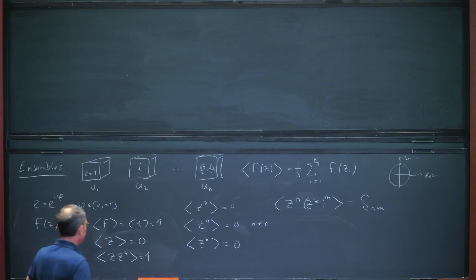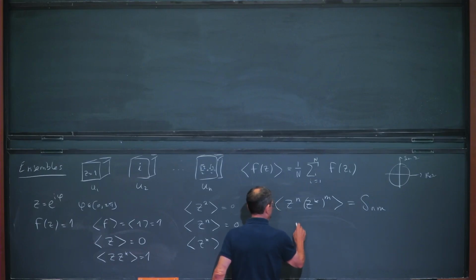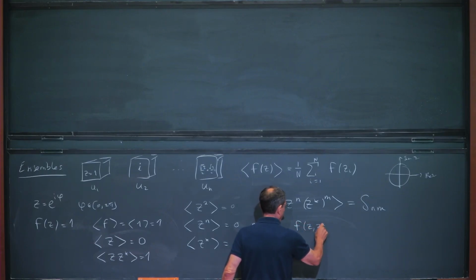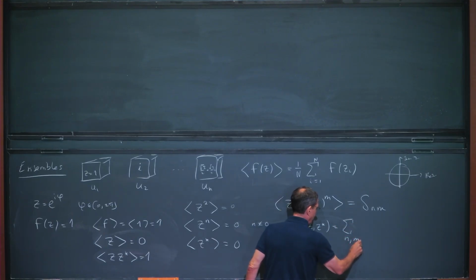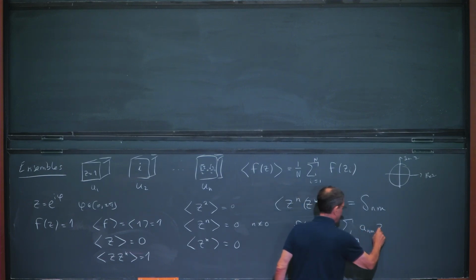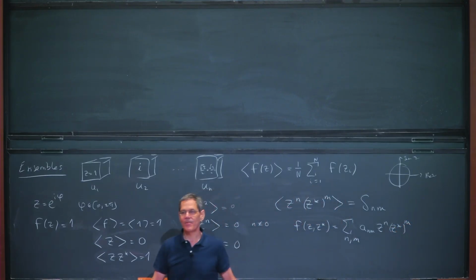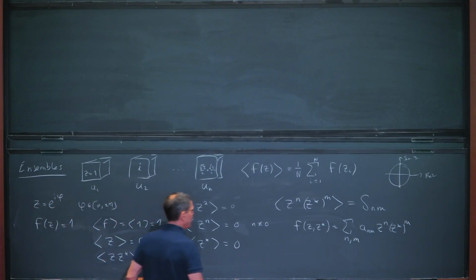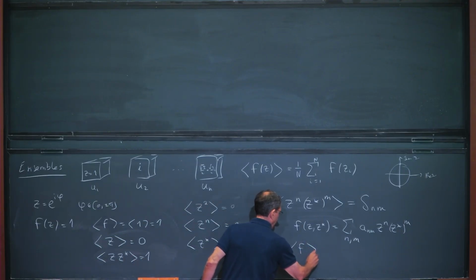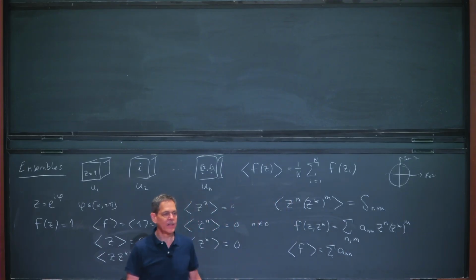So in this ensemble, for example, if you give me any function f of z and z star, how do I evaluate that? Well, I could write that, for example, as a double sum on n and m of a_nm z to the n z star to the m, at least for some class of functions. I can't call them analytic because they depend on both z and z star. But for some set of functions like that, if I wanted to evaluate the expected value of this, you can see from this formula, I just end up summing the diagonal values of these coefficients. And that would be the answer.